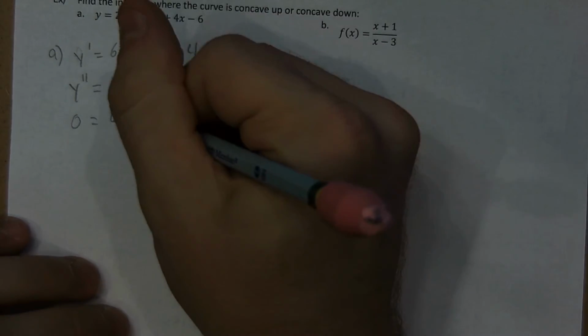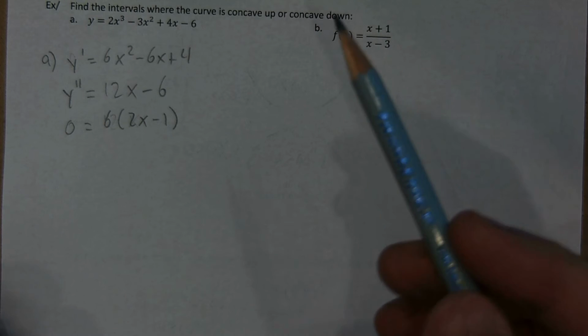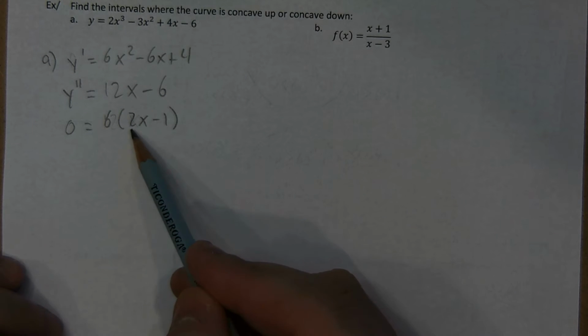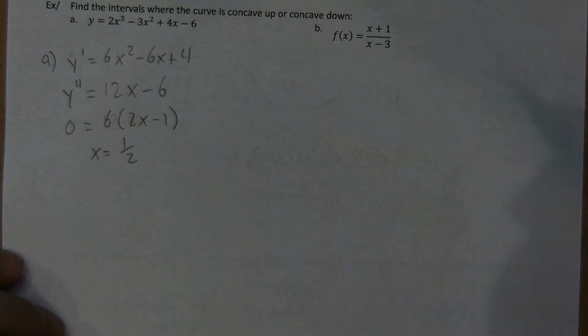Hold on, I'll be okay. I swear I'm smart. Try again. There it is. Okay, there is only one place where the second derivative could equal 0, and that's going to happen at x equals 1/2, because that's what's going to make the inside of those parentheses 0.